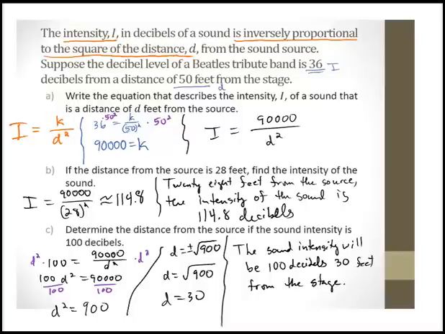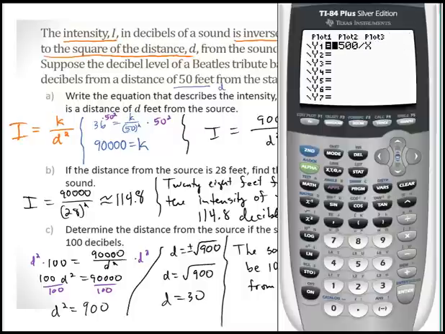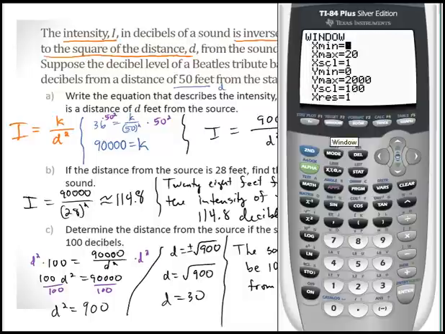And let's look at a graph of this function as well. Alright, our intensity was 90,000 over x squared. And so if you're only 1 foot from the stage, that would be an intensity of 90,000. So for my window, let's go from, I don't know, 0 to 100 feet from the stage. And I'll use a scale of tens. And for the y's, I'll go from 0 to 90,000.